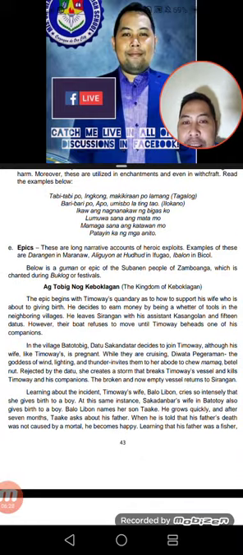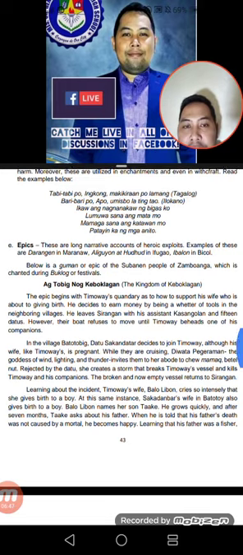Enchantment, more on witchcraft. Epics, these are long narrative accounts of heroic exploits. Examples of these are the Darangen in Maranao, Alim and Hudhud in Ifugao, and Ibalon in Bicol. Okay? Below is a guman, or epic, of the Subanen people of Zamboanga, which is chanted during the Buklog or festivals. So read this one.